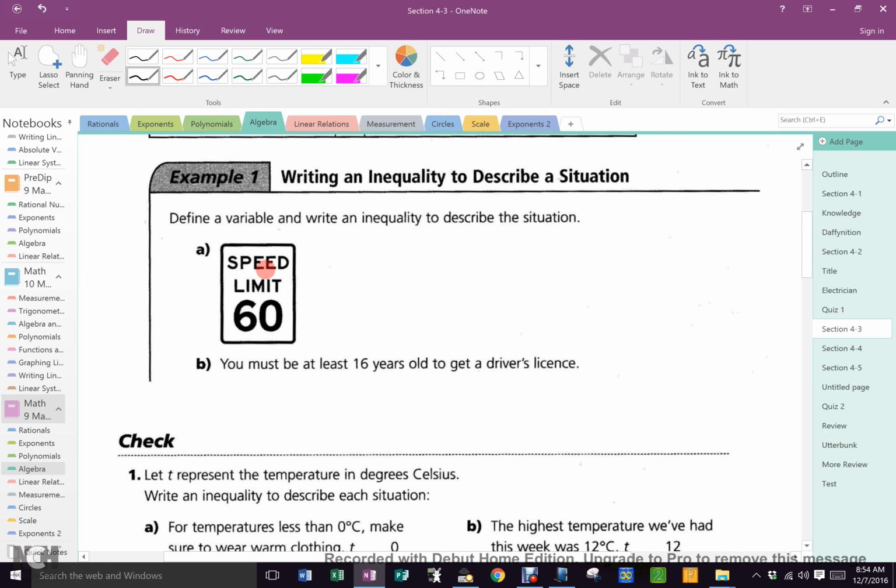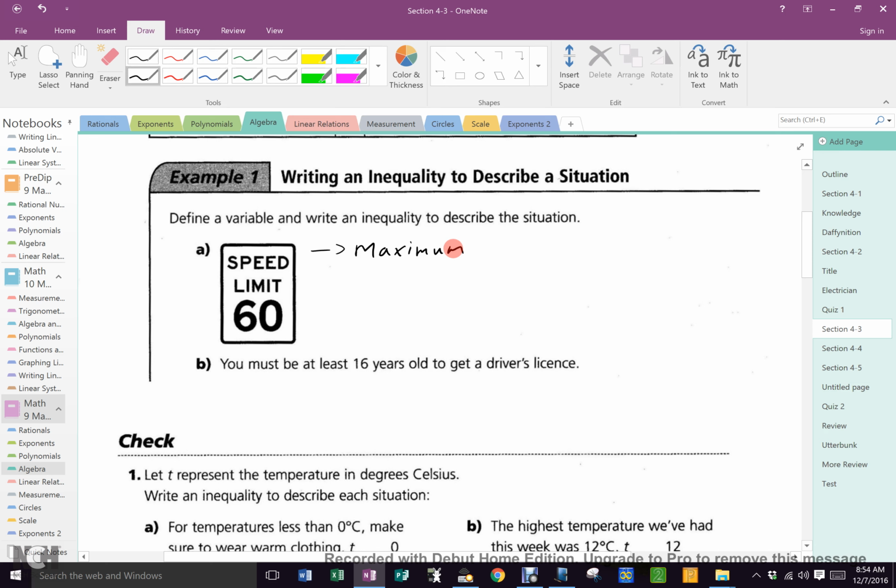Here is a limit. Right? What does that mean in math class? Is that a maximum or a minimum? Or is it a greater than or a less than? This is a maximum. Because that says that your maximum speed is 60.